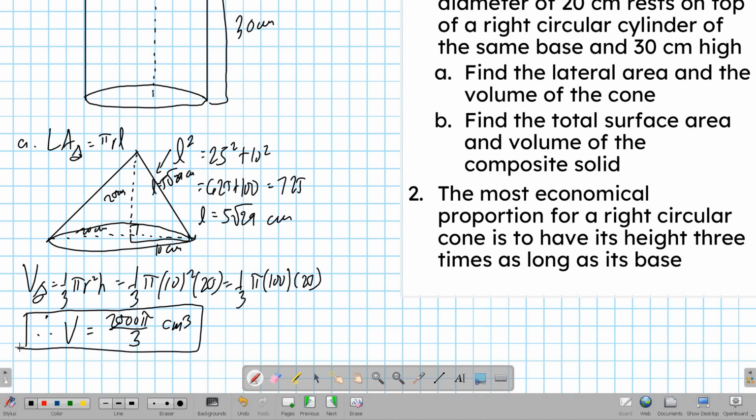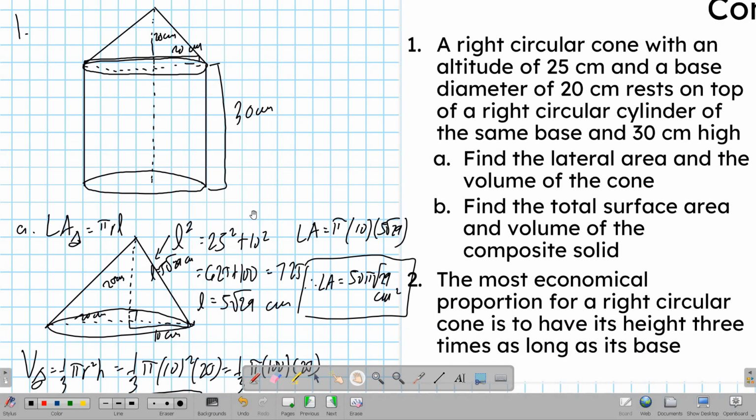I apologize, I forgot to compute the lateral area above. So the lateral area of the cone would be equal to pi times the radius of 10 times the slant height of 5 square root of 29. Therefore, the lateral area becomes 50 pi square root of 29 square centimeters. So those are the mensurations for the cone. Now, we are asked to find the total surface area and the volume of the composite solid.